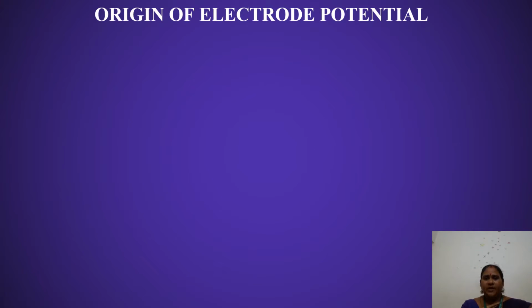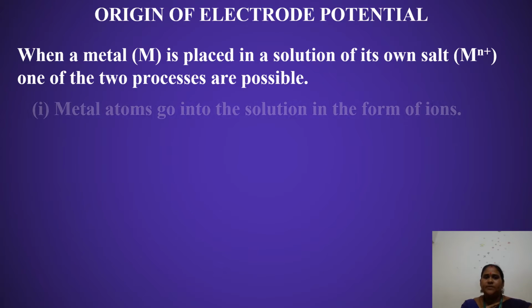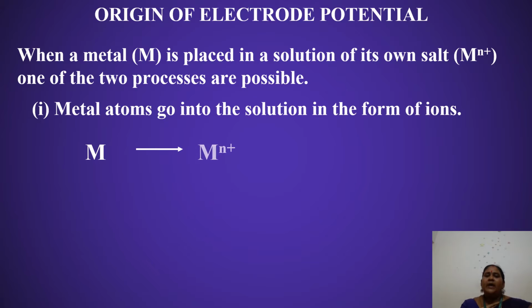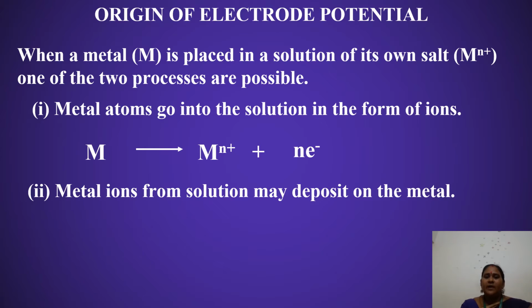Origin of electrode potential. When a metal is placed in a solution of its own salt, one of the two processes is possible. Either the metal atoms go into the solution in the form of ions, that is, M gives Mn+ plus n electrons. There is a loss of electrons when the metal atoms go into the solution in the form of ions. Or the metal ions from the solution may deposit on the metal. Mn+ plus n electrons gives M, where there is a gain of electrons when the metal ions deposit on the metal.